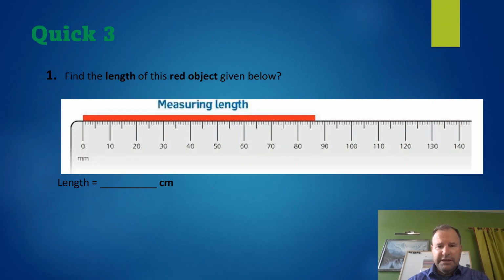Okay, let's see how much we know. Here are some questions I'd like you to answer. Quick 3, and see if we can determine that. Can you answer the following questions? The answers will follow shortly, but pause this video after each question. Find the length of the red object given below. We've got a measuring length here, it starts here and it ends here. Write down your answer.